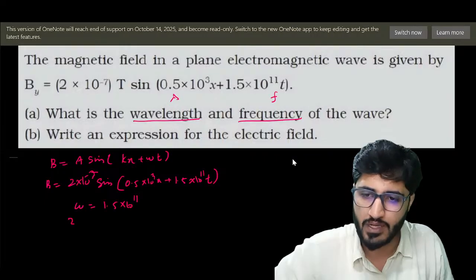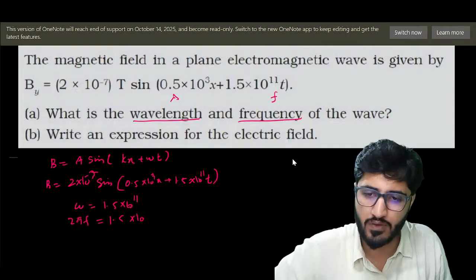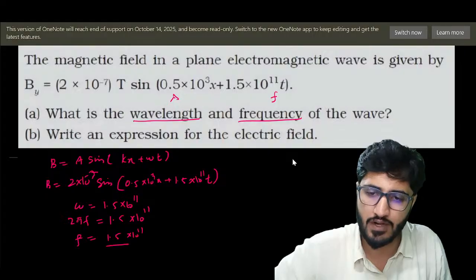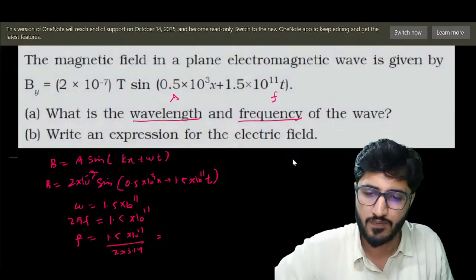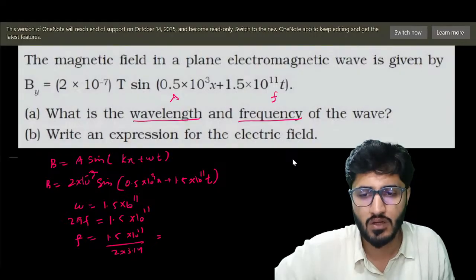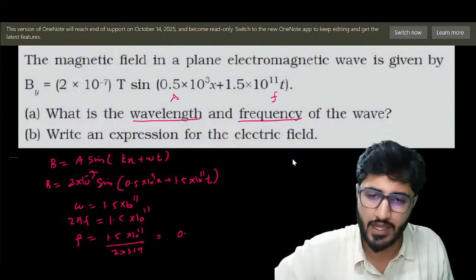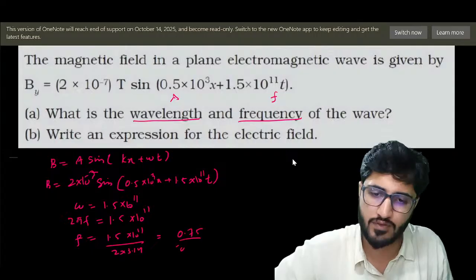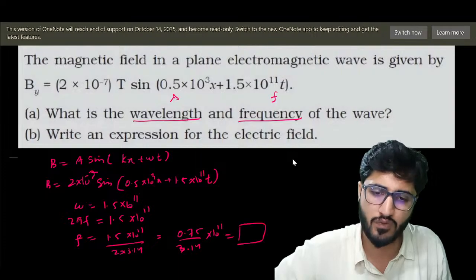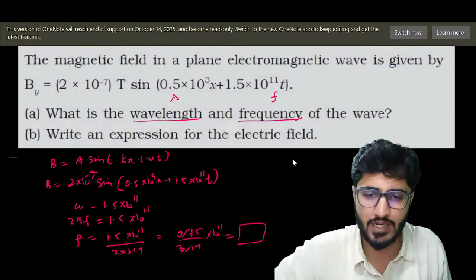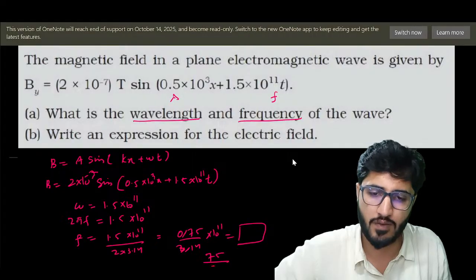Omega is 2 pi f, so 2 pi f is 1.5 times 10 to the power 11. F came out to be 1.5 times 10 to the power 11 divided by 2 pi. Pi is 3.14. Done? Look, 2 goes into 1.5 giving 0.75, divided by 3.14, times 10 to the power 11. Rest of the calculation you can do from your end. Cancel out, so I can write 75 divided by 314, times 10 to the power 11.